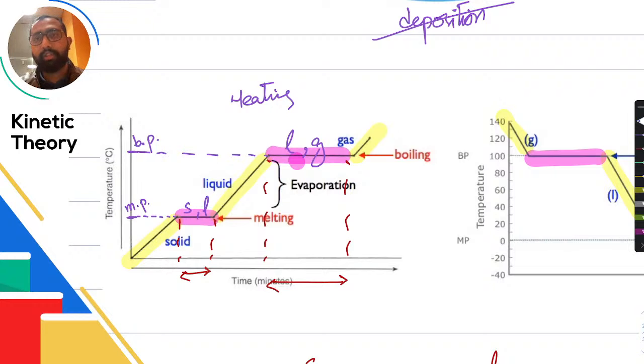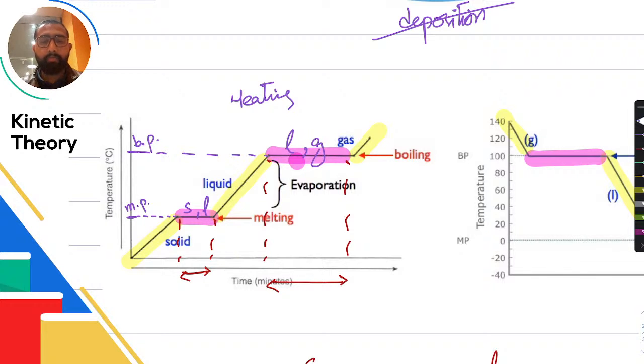Now the yellow portion is where the temperature is changing. Temperature is changing, kinetic energy is changing, which means when you heat them, particles move faster. But the solid remains solid, the liquid remains liquid, the gas remains gas. The pink portion over here is when the state is changing. And that is when forces are overcome. What about kinetic energy? No effect. All the energy is used to overcome forces. So kinetic energy won't change. Temperature won't change. That's a very powerful idea.